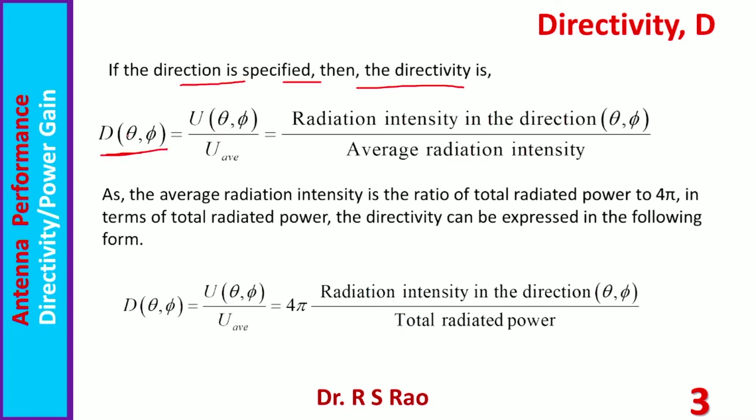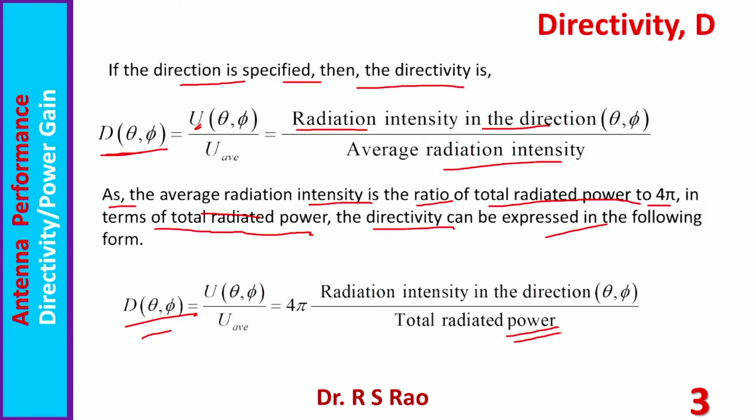Directivity in the direction specified by theta and phi is equal to U(theta, phi) by U average. U stands for radiation intensity. So it is the radiation intensity in the direction theta phi by the average radiation intensity. As the average radiation intensity is the ratio of total radiated power to 4 pi, in terms of total radiated power, the directivity can be expressed as D(theta, phi) is 4 pi into the radiation intensity in the direction theta phi by the total radiated power.